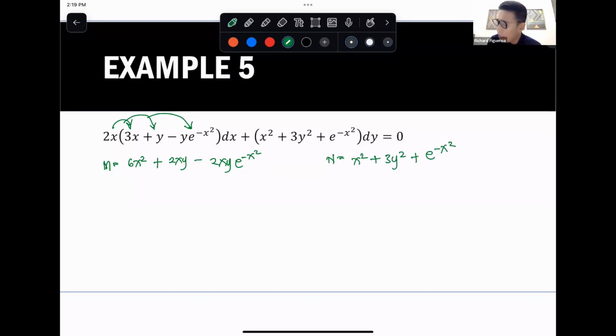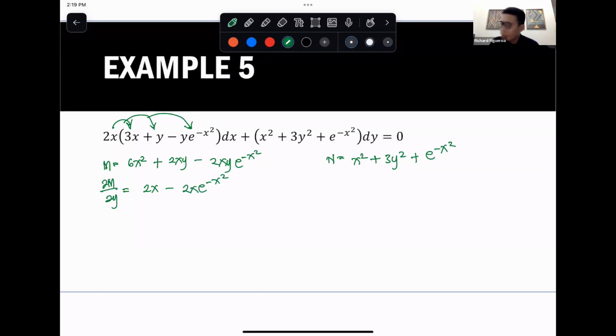So we derive M with respect to y. The first term is 0. The second, derivative of y is 1, so what remains is 2x. And then the third, y is alone, so the derivative of y is 1, so what remains would be negative 2x e raised to negative x squared, because only y is left there.